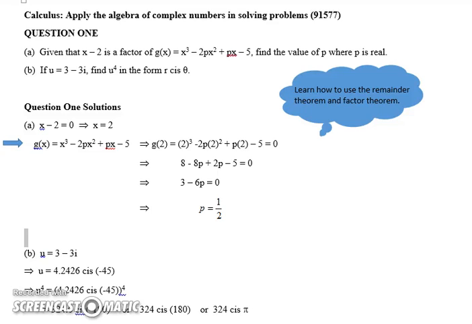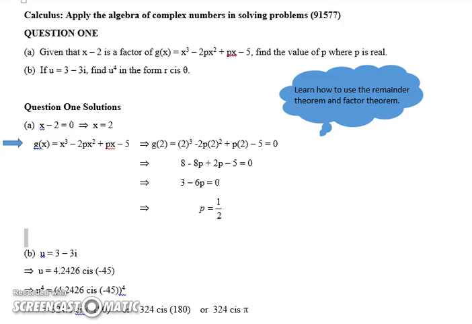Question 1 is a typical achieved question. It's to use the remainder or factor theorem, not long division. We come down to where it says g of x, and here by putting x minus 2 equals 0, x equals 2. When I substitute 2 into the expression, I get the remainder.